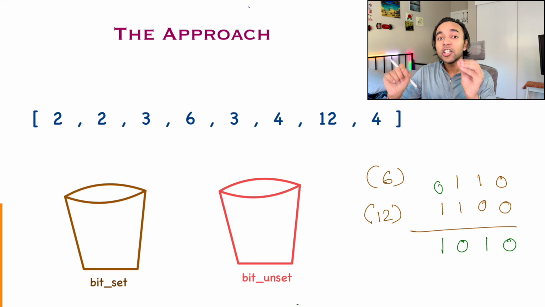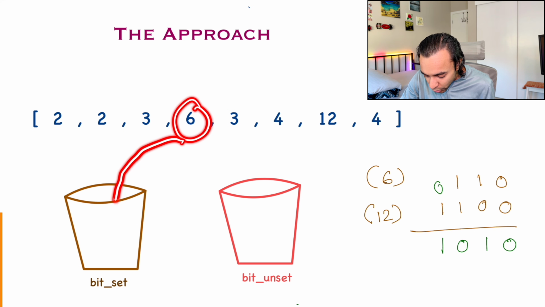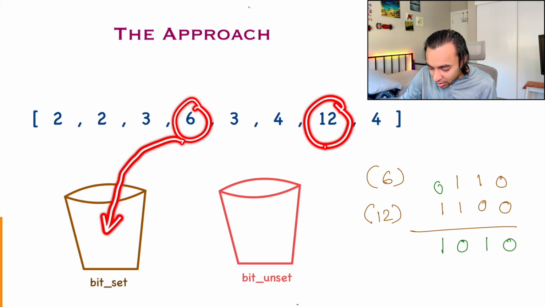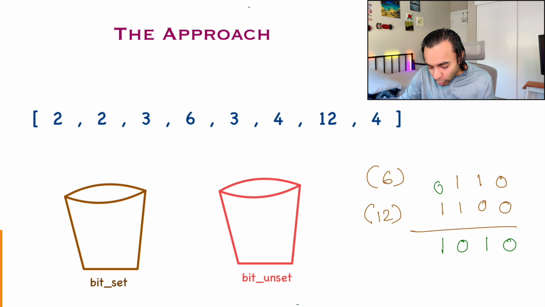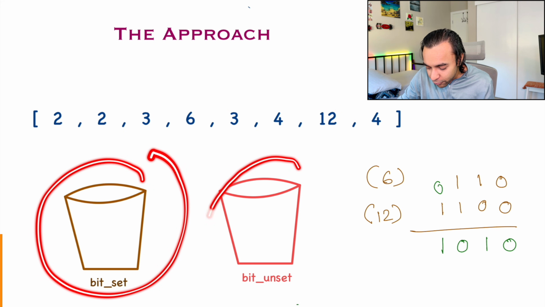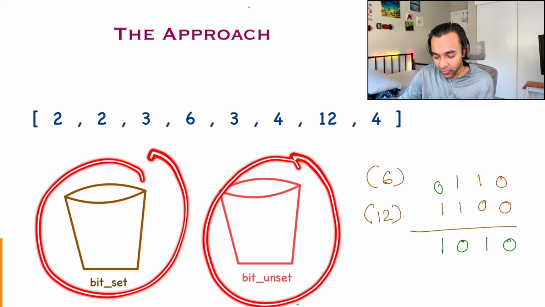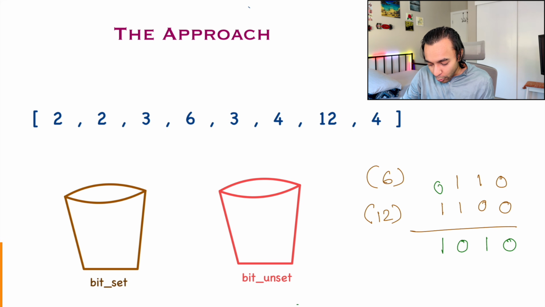But the condition for 6 and 12 will be different. 6 will go in this particular bucket and 12 will go in the bucket where this bit is unset. So what happens now? If you XOR all of the numbers in this bucket and if you XOR all of the numbers in this bucket, all the duplicates will cancel out and only 6 will remain. And in this bucket, all the duplicates will cancel out and only 12 will remain. So can this approach work for us?